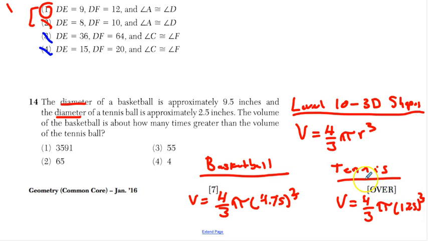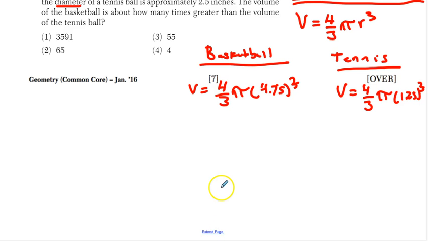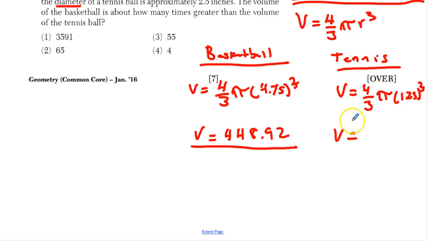So you're going to put these in the calculator and take a look at what these 2 numbers are. I'll take a minute to do that. You do it as well. Pause the video, put these in your calculator. Volume is about 448.92, and our second volume of the tennis ball is about 8.18. Now to figure out how many times bigger the basketball is than the tennis ball, all we got to do is divide these 2 numbers. Or you could just multiply each one of these answer choices by 8.18 and see which one gives you the volume of the basketball. So let's just divide these 2 numbers.